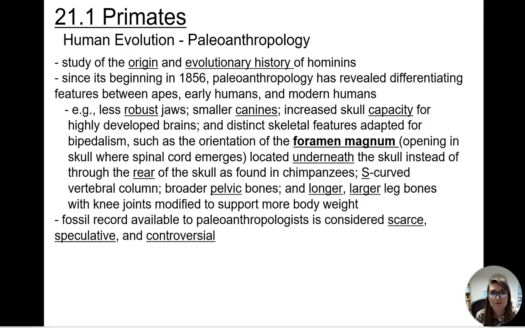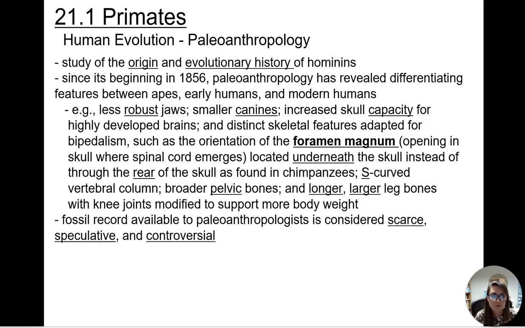And that's going to create the lower curve, which is going to be that lumbar curve. So we get a cervical curve in the back of our neck, and we get a lumbar curve at the bottom of our back. And so that's going to give us our S-shaped curve of our spine. Also, we're going to have a broader pelvic bone and longer, larger leg bones with knee joints that are modified to support more body weight.